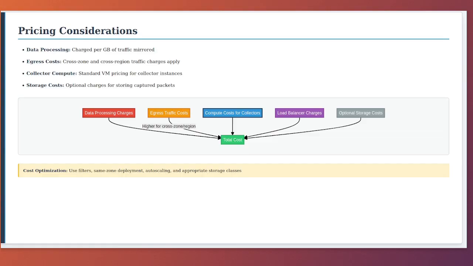At the bottom, we see optional storage costs. This isn't a direct charge from packet mirroring itself, but rather a cost that many organizations incur when they store captured packets for forensic analysis or compliance purposes. If your collector instances write packet captures to cloud storage, you pay storage costs for that data. Depending on your retention requirements, this could become a significant ongoing expense.